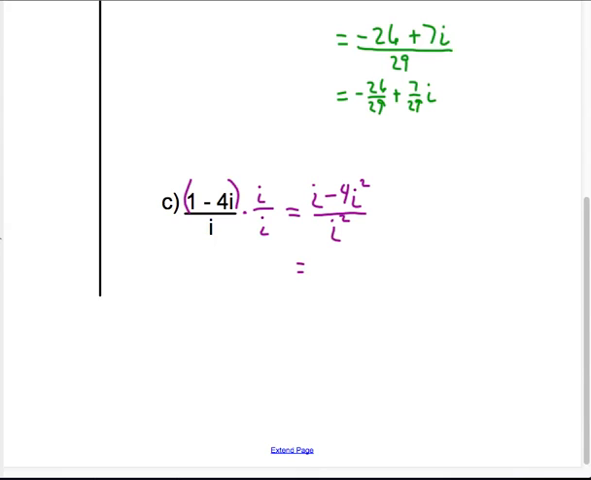So simplifying this, it turns into i plus 4 in the numerator. In the denominator, it's a negative 1. I'm going to simplify this backwards in order to put it in standard form, because the real part comes first. So 4 divided by negative 1 is negative 4. And then the imaginary part, minus i.